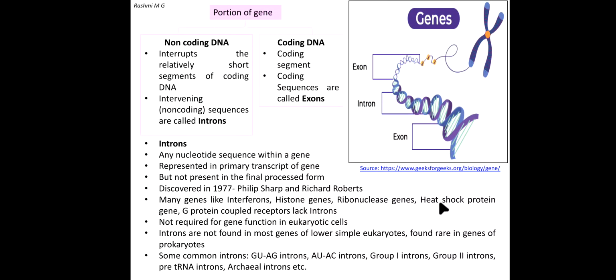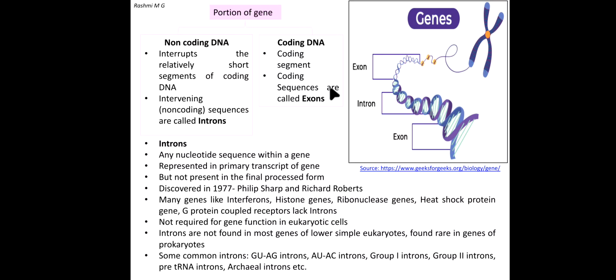As I mentioned, gene is not a single entity, it does not have a single region, so they have different portions in them. So the major portions of gene are non-coding DNA and coding DNA. So non-coding DNA interrupts the relatively short segments of coding DNA. Coding DNA has a particular function to perform. So it is a coding segment.